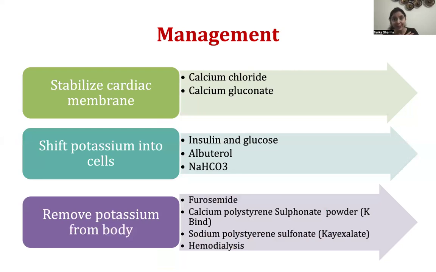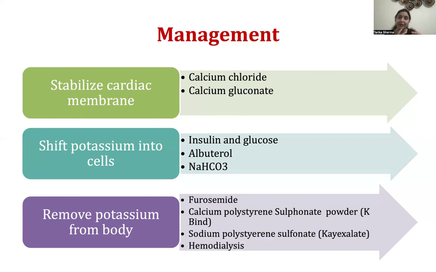So, what is the management? Again, the management will focus on three main aspects. That is, you have to stabilize the cardiac membrane, you have to shift the potassium back into the cell, and you have to remove the potassium from the body. For stabilizing the cardiac membrane, you have to provide calcium chloride or calcium gluconate to the person. For shifting the potassium into cells, you can provide dextrose along with insulin, or you can provide nebulization with albuterol, or you can provide sodium bicarbonate, NaHCO3.